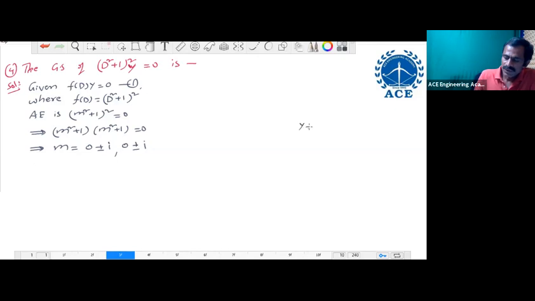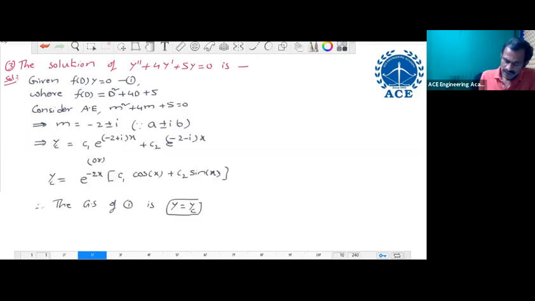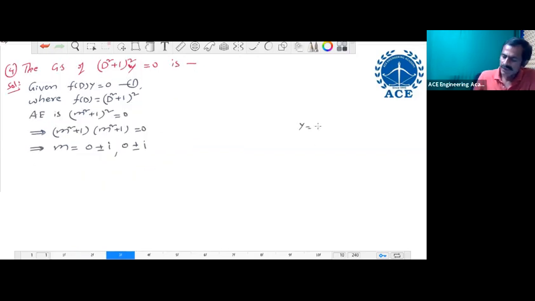In the previous problem, the solution was e power minus 2x into (c1 cos x plus c2 sin x). This was the solution for the previous problem only, with complex roots. But in this problem, the complex roots are repeated 2 times. So we write the same trigonometric solution, but in place of c1, corresponding to 2 times repeated, we write c1 plus c2x. In place of c2, we write c3 plus c4x. That is the only difference.